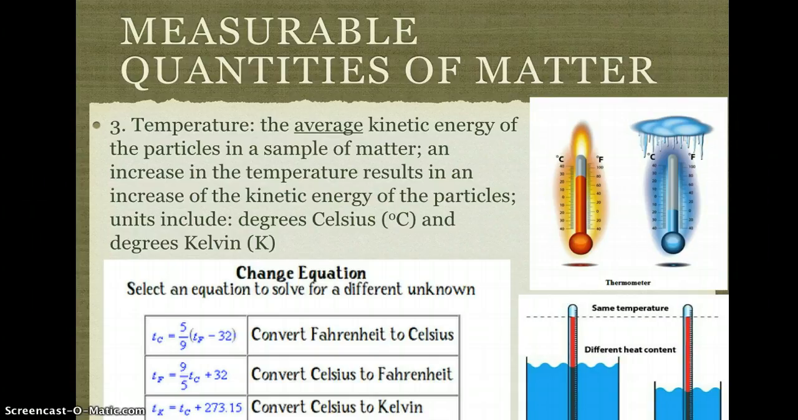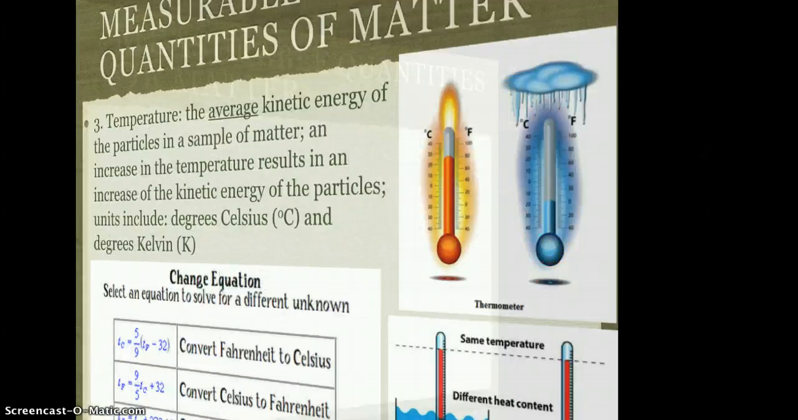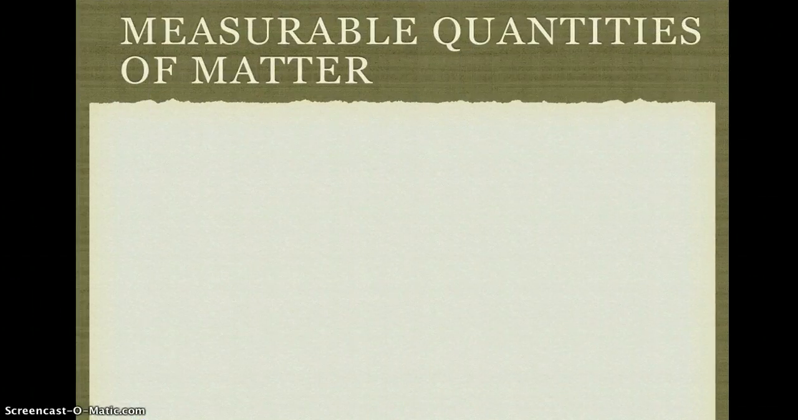You can see that there are thermometers in each one, and they're both at the same temperature. However, you notice that the one on the right has much less liquid than the one on the left, and in this case, that's going to provide a different heat content. So even if they're at the same temperature, the substances do not necessarily have the same amount of heat. So what exactly is heat then?